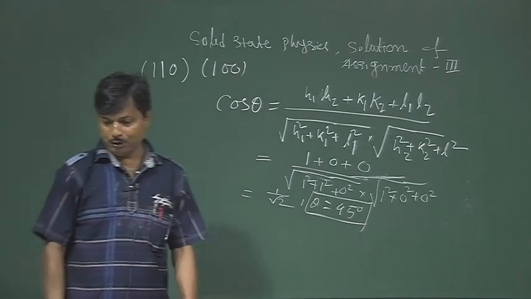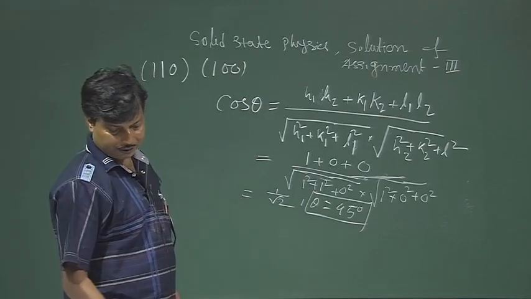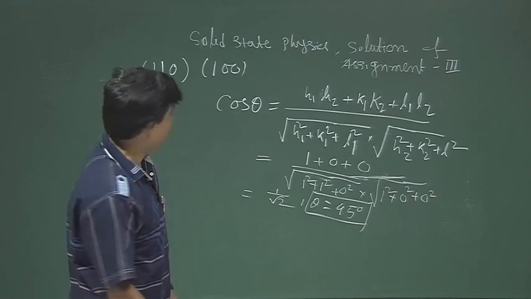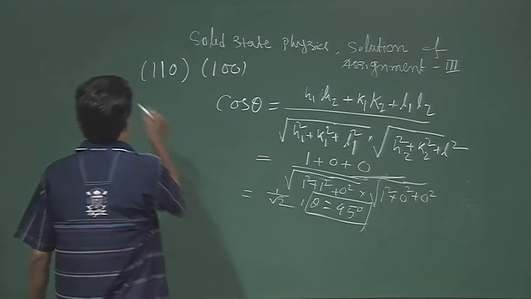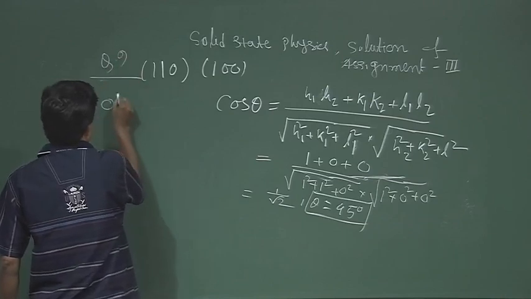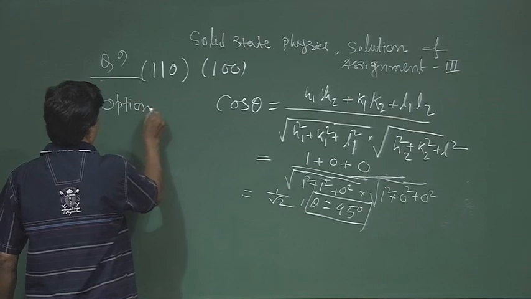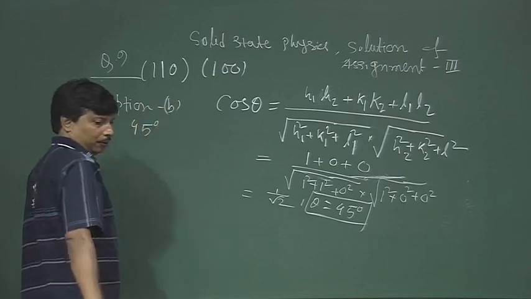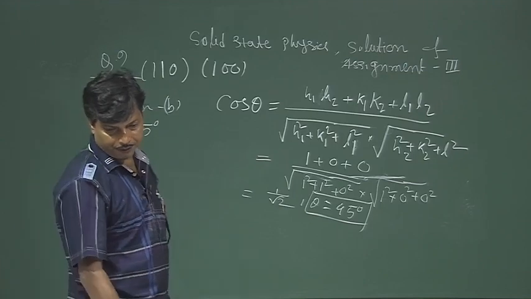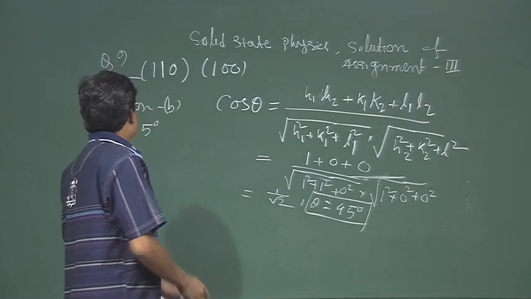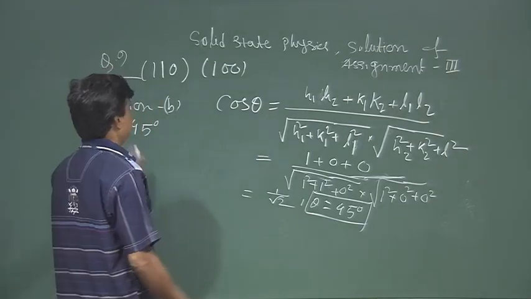So, which option will be correct in this case? Your question number 9, it is 45 degree, I mean option B. So, this is question number 9 and the solution answer is option B, that is 45 degree is the correct answer. It is option B. So, this is the solution for question number 9.